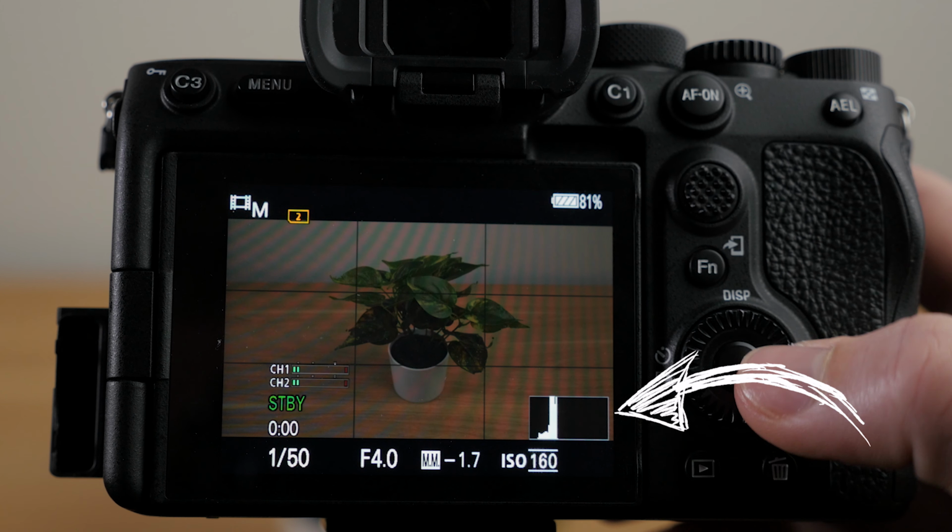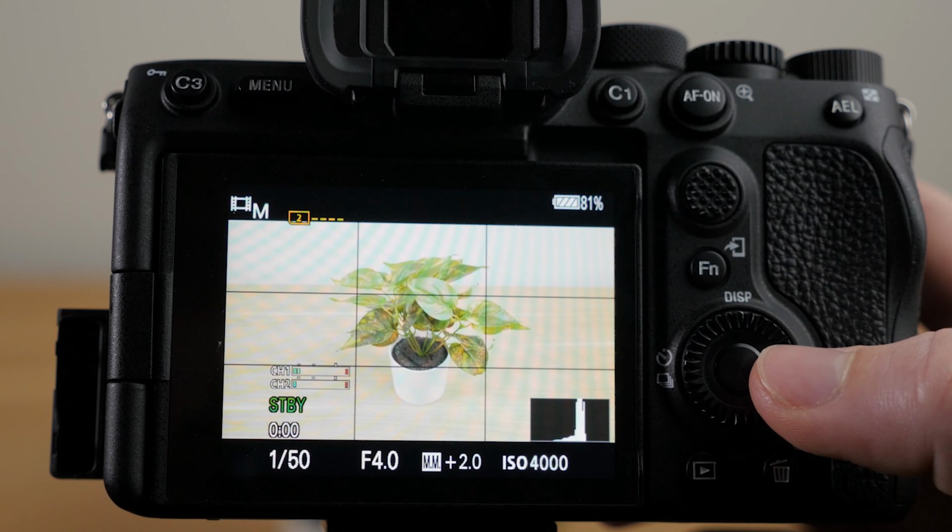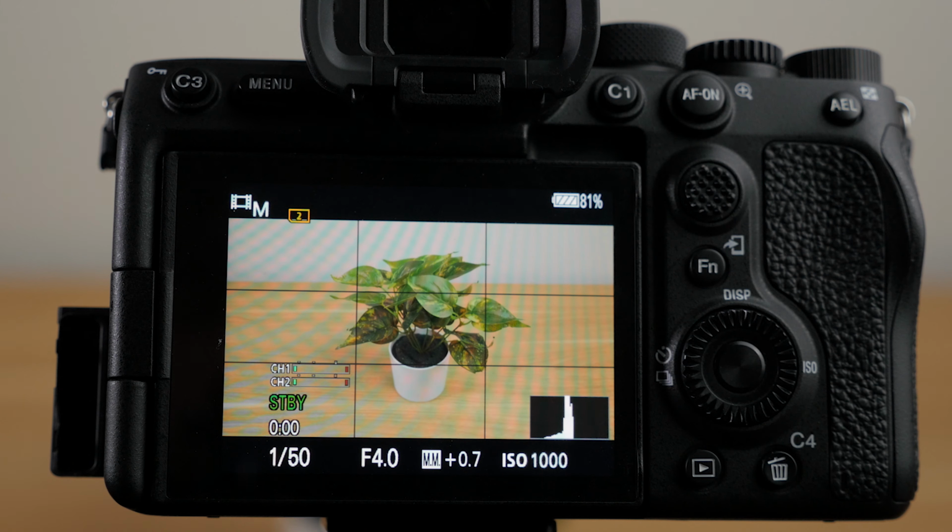The way you read a histogram is by looking where the data is located. If the data is to the far left, that means your shot is underexposed. If it's to the far right, that means your shot is overexposed. When the data is right in the middle, that means your shot is exposed correctly. Now you don't have to guess if your shot is too bright or too dark. You can just look at the data to find out.